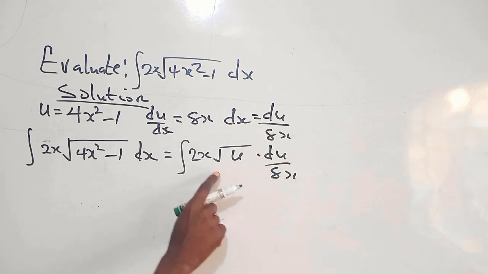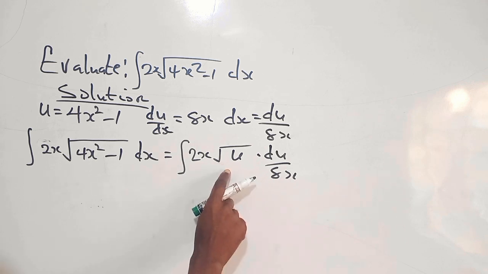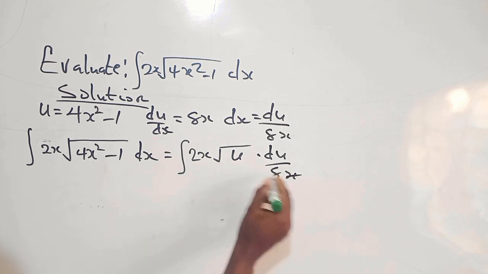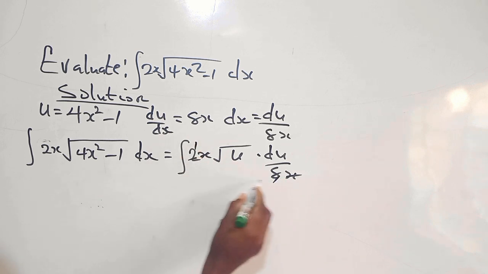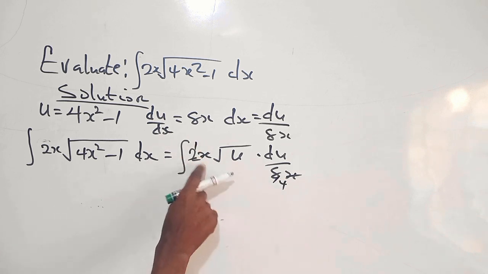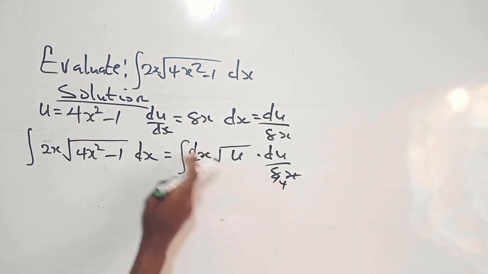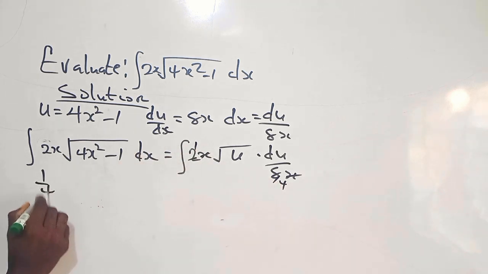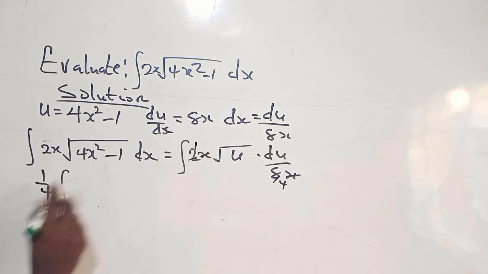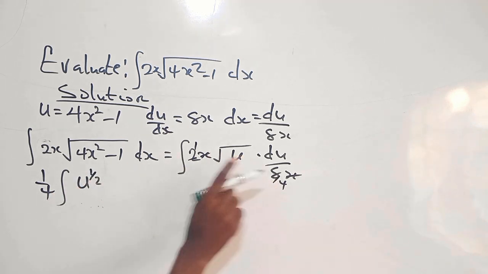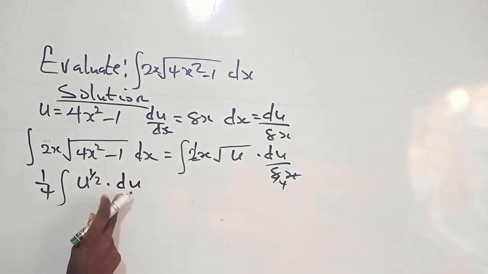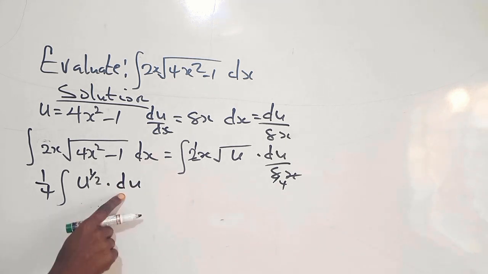So here I can easily say x can go. I can easily say 2 and 8. 2 here is 1, 2 and 8 is 4. So now I can bring out 1 and 4 and say 1 over 4. The integral of, so here I can write u to the power half, and I integrate this with respect to u.